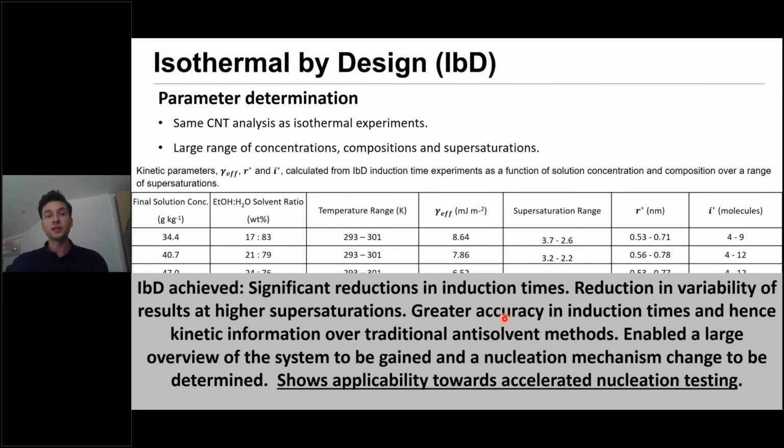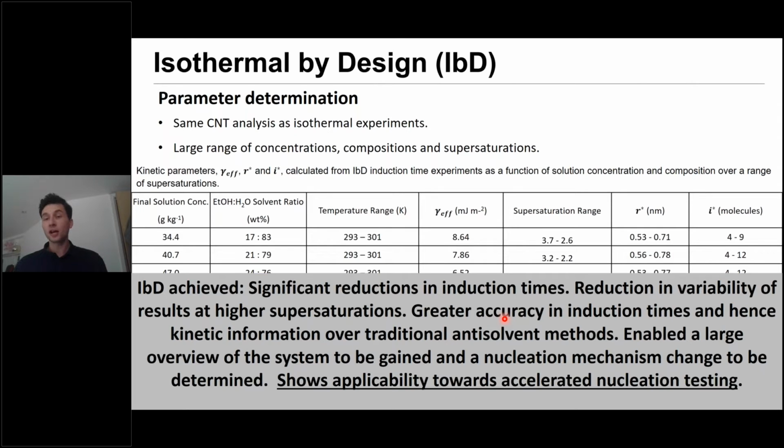So overall, IBD, we achieved significant reductions in induction times, reduced variability in results at higher supersaturations. We had a greater accuracy in induction times and hence kinetic information compared to a traditional anti-solvent method. Enabled a large overview of the system to be gained and determined a nucleation mechanism change. And this again shows great applicability towards accelerated nucleation testing.